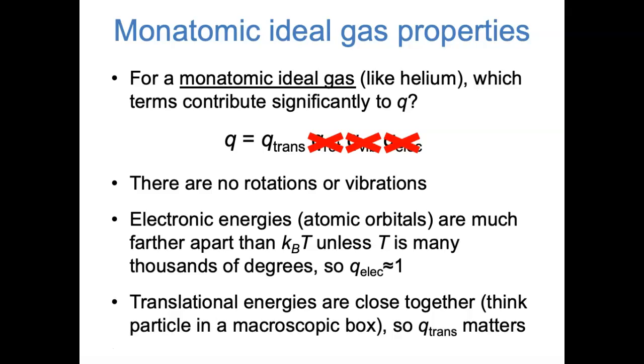Translational levels are really close together. Remember, translational energies can be modeled by a particle in a three-dimensional box, where the particle is the atom or molecule, and it's in a macroscopic box. When we're talking about particles that are much heavier than electrons in really big boxes, those translational energy levels are going to be really close together, so a huge number of them are going to be occupied, and we do need to think about that translational partition function.